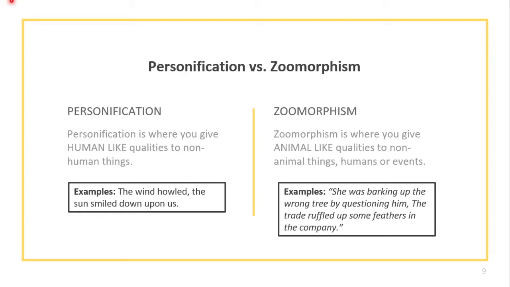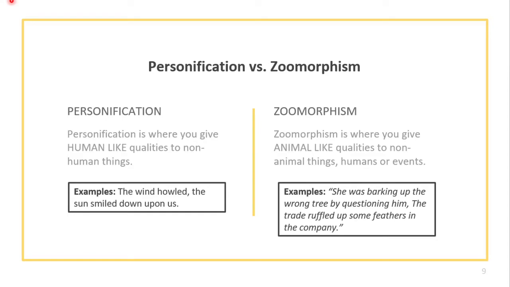Personification vs. zoomorphism. I love zoomorphism. Give me a ton of zoomorphism and I'm very happy. Anyway, personification is where you give human-like qualities to non-human things. Examples include, the wind howled, or the sun smiled down upon us.